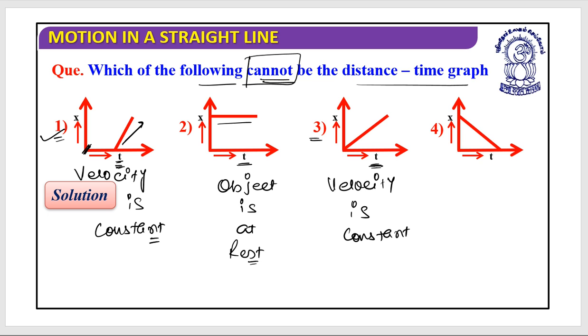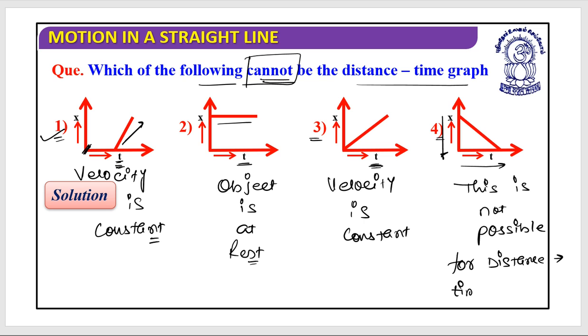But what would be the fourth option? Look at this. As time is increasing, distance is decreasing, as this graph shows. Is it possible that distance could decrease? No, this is not possible. For a distance versus time graph, this is simply not possible. I hope you understand these things.